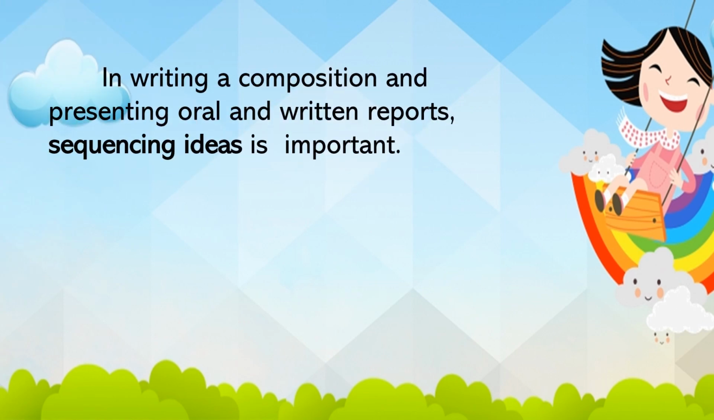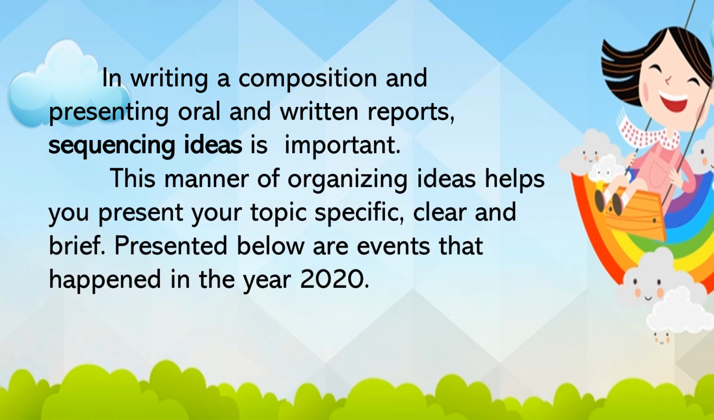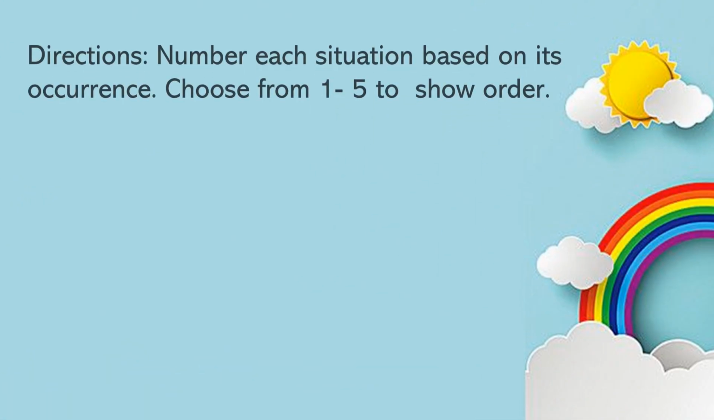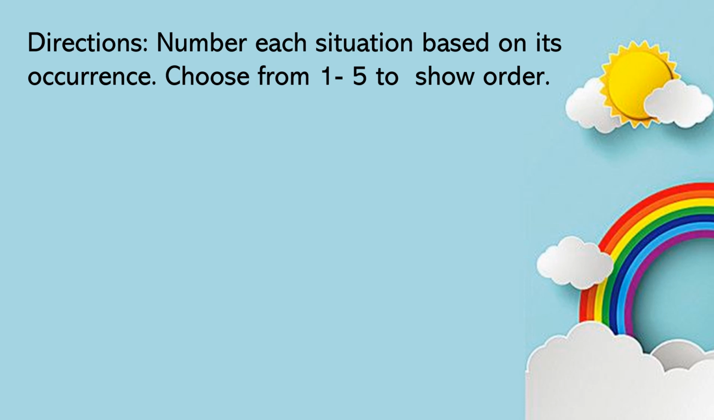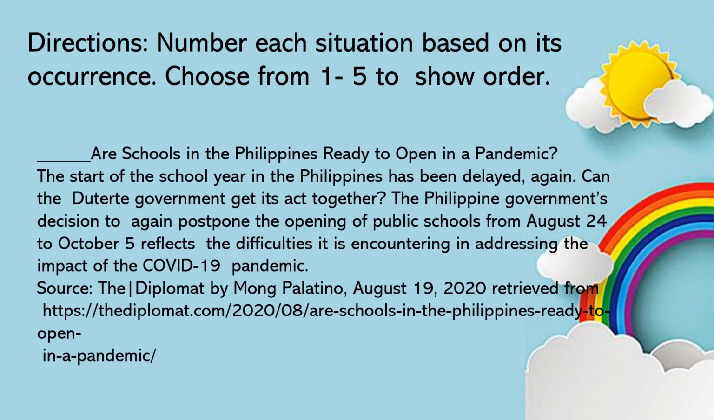In writing a composition and presenting oral and written reports, sequencing ideas is important. This manner of organizing ideas helps you present your topic in a specific, clear, and brief way. Presented below are events that happened in the year 2020. You're going to number each situation based on its occurrence. Choose numbers 1 to 5 to show order.